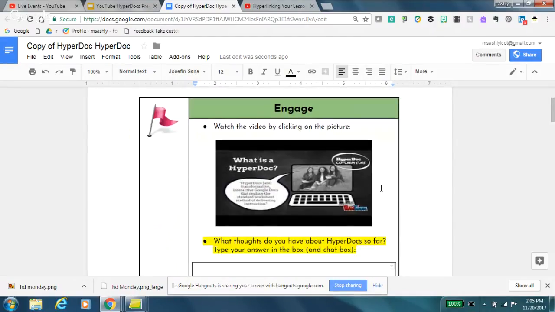Now, you'll notice this is based on a template that was already made. There are a lot of templates out there that have already been made, and this one I got from the HyperDocs website. It's my favorite one, my go-to one, but they really walk you through how to do each section.